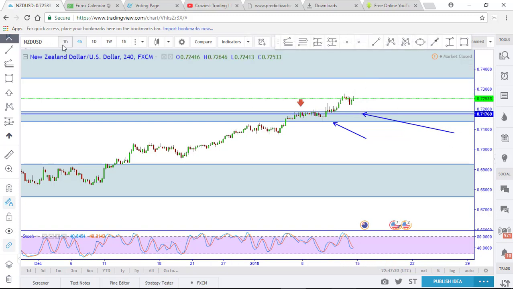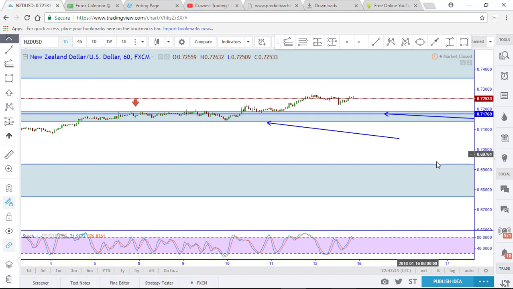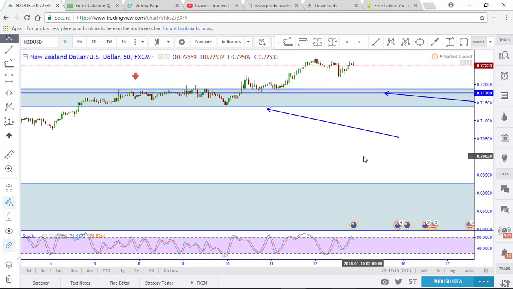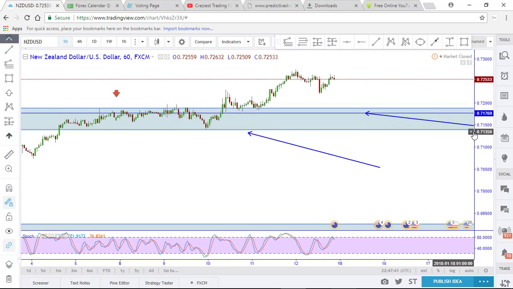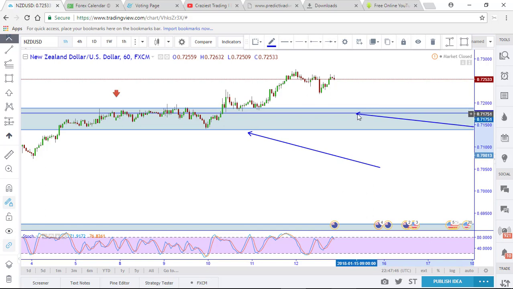As we go to the lower time frame, mainly I want to answer the question of where and when I will enter, and how my risk to reward will be. If it is quite favorable, a minimum of 1-to-1 risk to reward, I will take that trade. If it's less than 1-to-1, which means my risk is bigger than my potential reward, I will leave that opportunity and I will not take that trade.